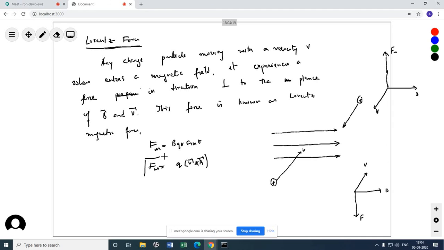This is the vector notation, and this is the scalar notation, that is the magnitude, BQV sine theta, where theta is the angle between velocity vector and magnetic field vector. Okay. Clear?